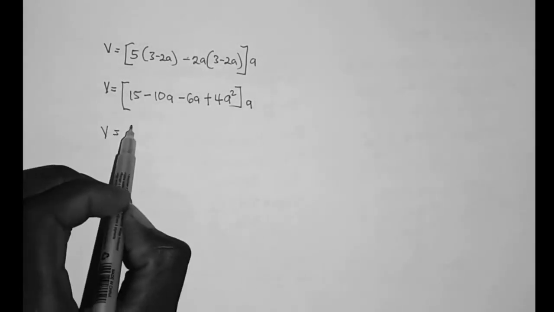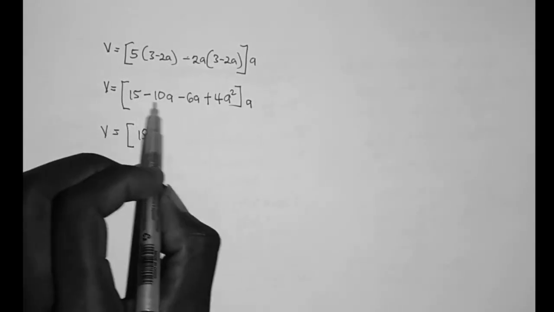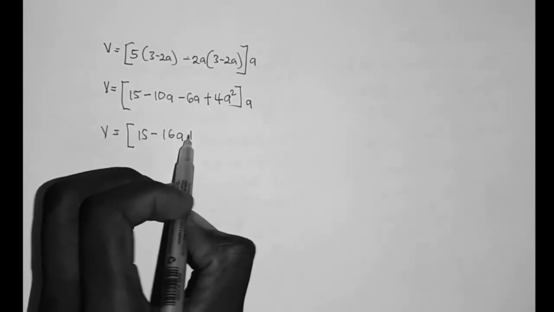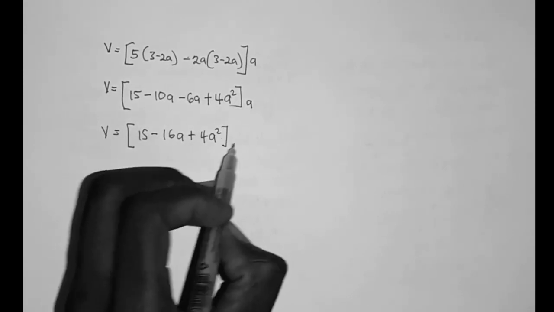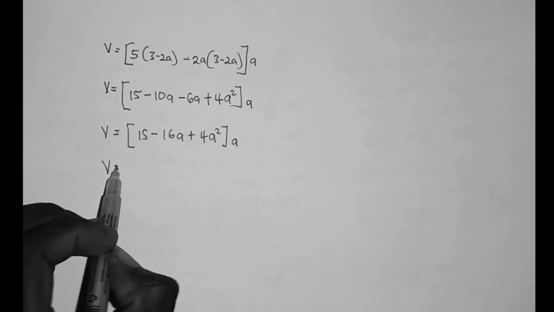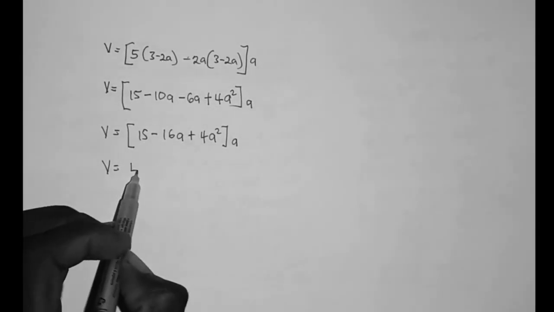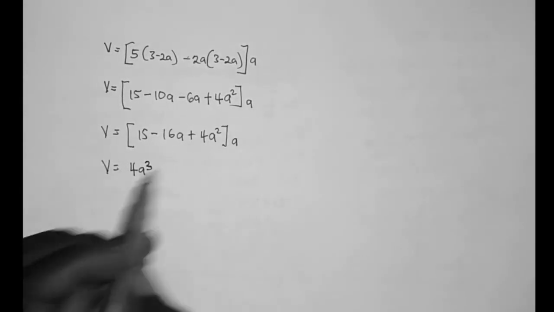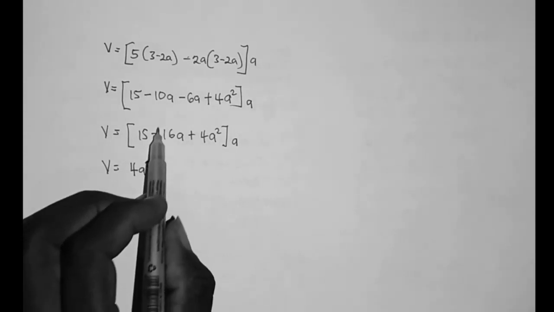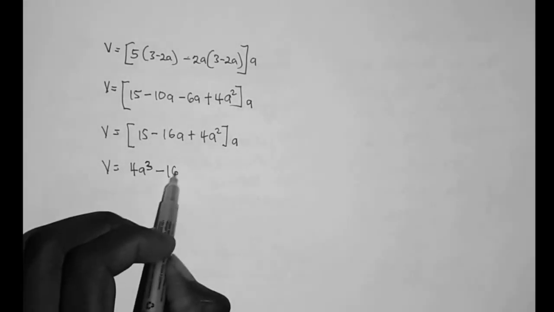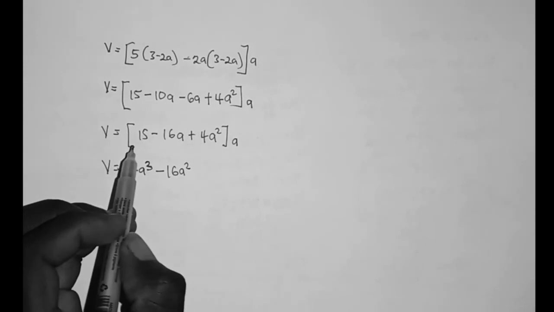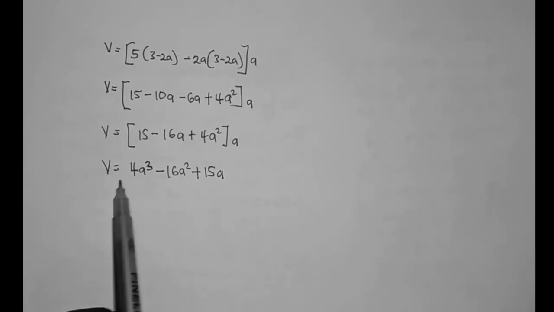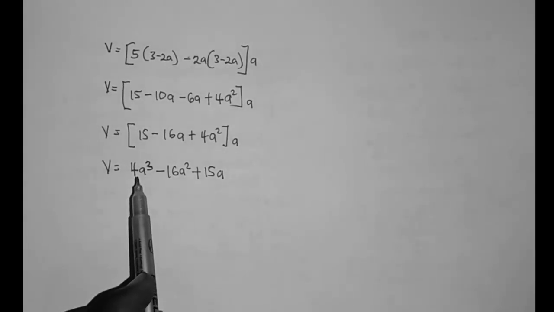So V is equal to 15 minus 10A minus 6A, which is minus 16A, plus 4A squared, times A. Multiply through by A, you get 4A cubed, because 4A squared times A is 4A cubed. Then minus 16A times A is minus 16A squared. Then plus 15 times A is plus 15A. So this was exactly what we were supposed to prove from the question.